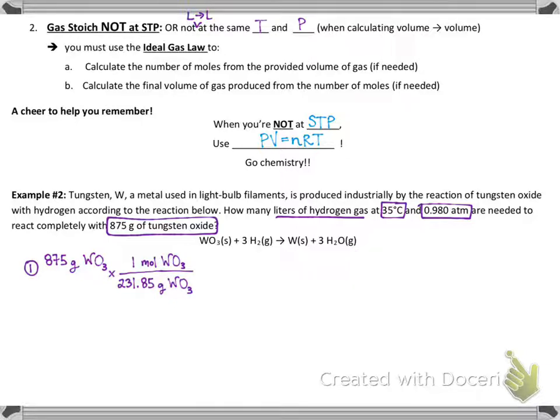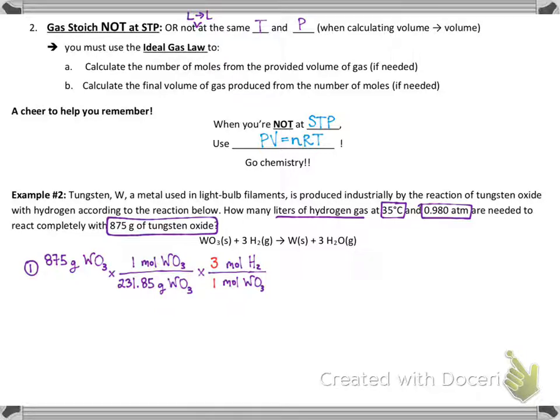231.85 grams of tungsten oxide in 1 mole of that. Now we're in moles, we can set up our mole-to-mole ratio to convert to hydrogen gas, the thing we're actually looking for. And we find our mole-to-mole ratio from the balanced equation. Well, for every 1 mole of tungsten oxide, it reacts with 3 moles of hydrogen gas. If we wanted moles of hydrogen, we'd be done, but of course we want liters. Now, if we had measured at STP, we'd just have one more fraction, right? For every 1 mole of H2, it would be 22.4 liters.